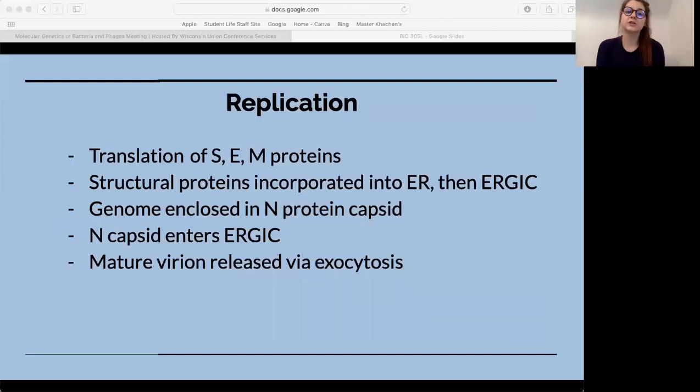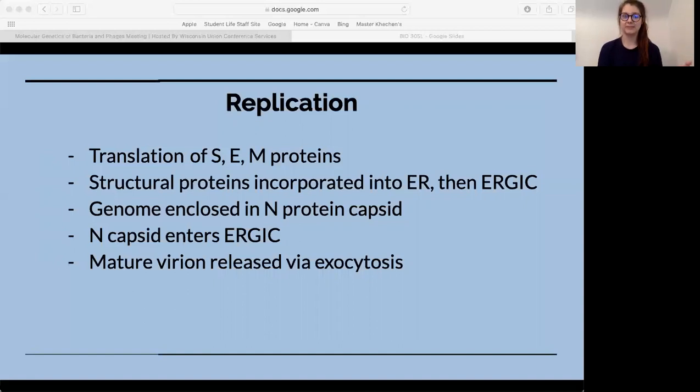So then we move on to the translation of those main structural proteins. S, E, and M proteins will be translated. They are then incorporated into the endoplasmic reticulum and then into this endoplasmic reticulum Golgi intermediate compartment. At that point, the genome becomes enclosed in the N protein capsid.